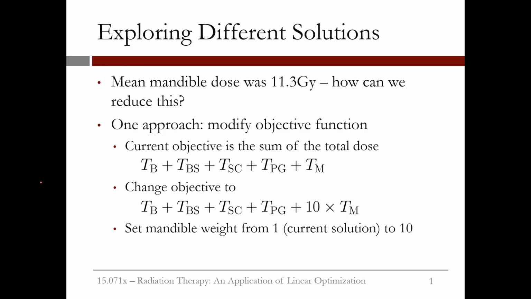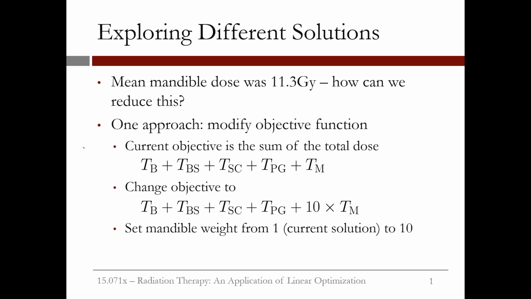In the previous video, we saw that the mandible, or jawbone, received the highest dose out of all of the critical structures. The mean mandible dose was 11.3 Gray. So how can we reduce this? One approach is to modify our objective function.